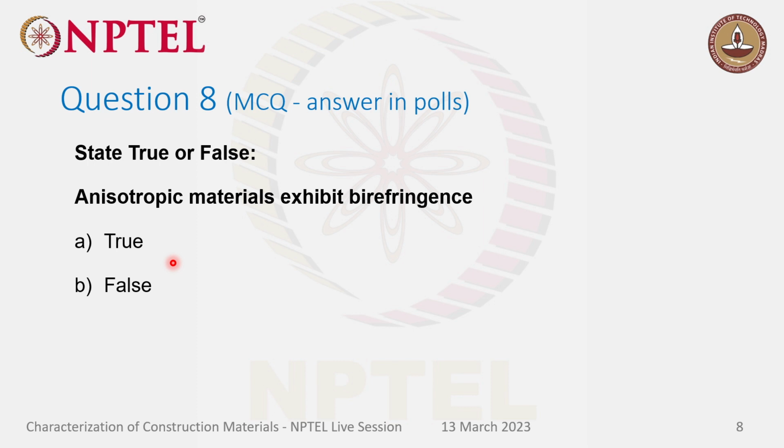This topic is particularly discussed in the polarized light microscope. Sorry, in the lecture PPT, they have discussed isotropic material as well as anisotropic material. Which case gives birefringence? You have to think about it and then answer. Okay, please give your answer in polls.